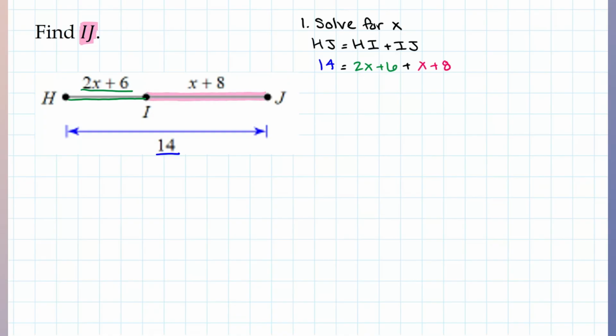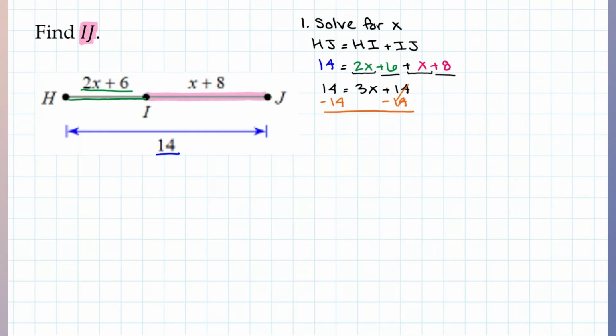So we're solving for x first, and we're going to combine any like terms we have. So I can combine my 2x and x. So we have 14 equals 3x, and then I can also add the 6 and the 8 together. So we have 3x plus 14. We're going to solve for x, so I'm going to use inverse operations. I'm going to subtract 14 from both sides. We end up with 0 equals 3x.